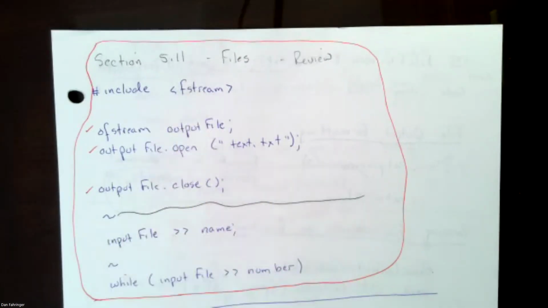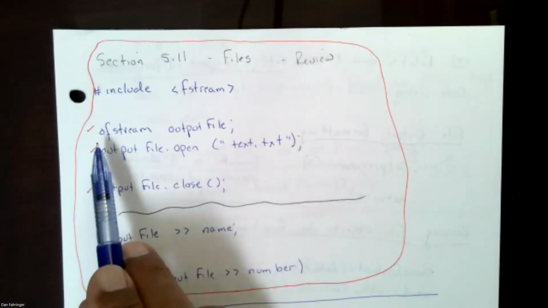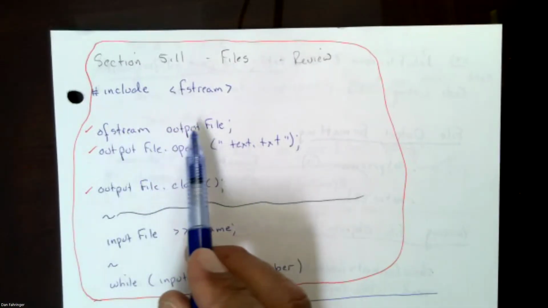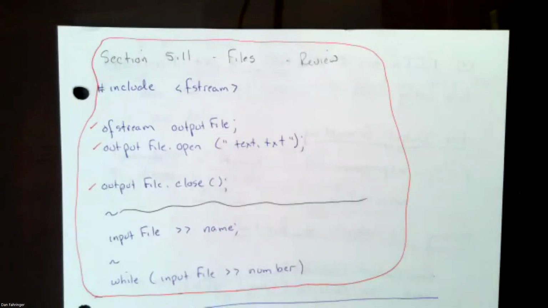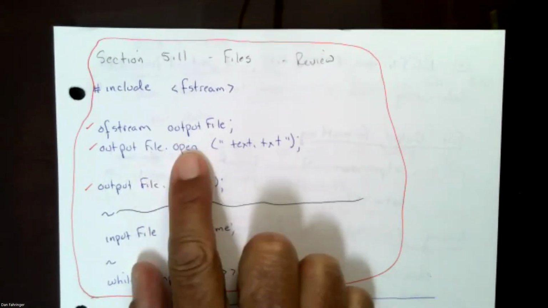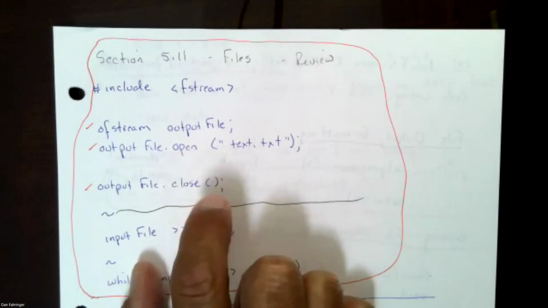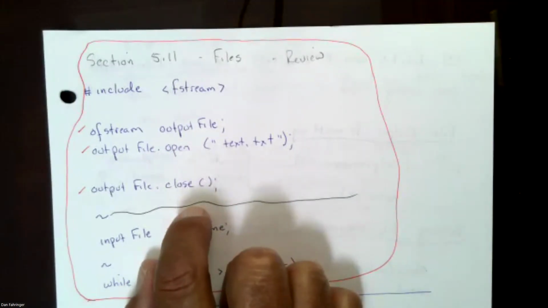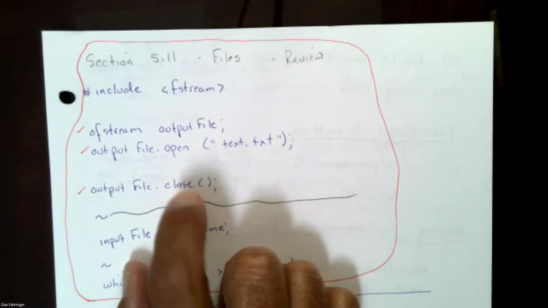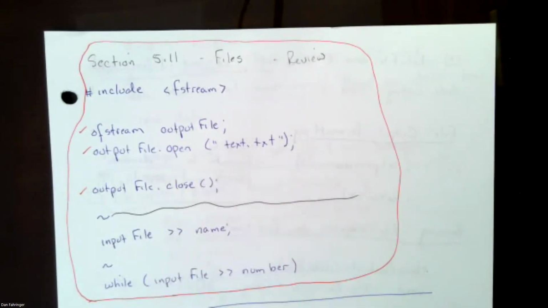We had a preprocessor directive of #include <fstream>. We did ofstream for output. So we instantiated an object called outputFile, and some operations that we performed on outputFile: one was to open it and one was to close it. We had to make sure we do both of these. It helps ensure the integrity of the file.